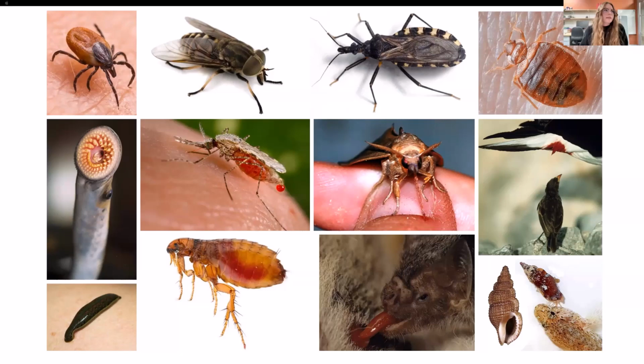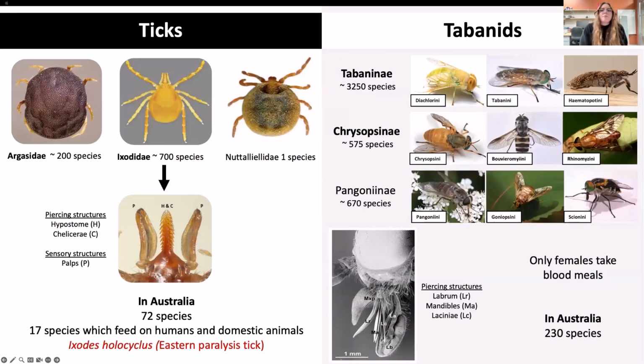You're probably familiar with many of these, such as the ticks, the biting flies, kissing bugs, bed bugs, mosquitoes, and fleas. The ones that I'm really interested in are ticks and tabanids. Within the ticks, we have approximately 900 species globally, and this is separated into 3 different families. We have the soft ticks, which is also called Argasidae, and there's around 200 species. We then have the hard ticks known as Ixodidae, which has around 700. And then there's a single species within Nuttalliellidae, which doesn't really have much medical or veterinary importance.